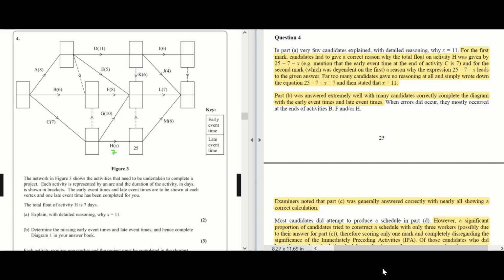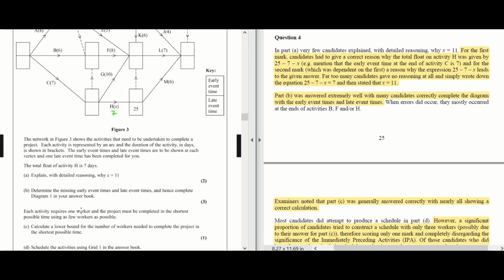Far too many candidates gave no reasoning at all and simply wrote down the equation 25 minus 7 minus x equals 7 and then stated x equals 11. So note in the question it said explain with detailed reasoning, so make sure that you give a detailed answer.